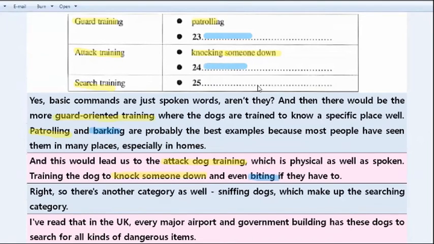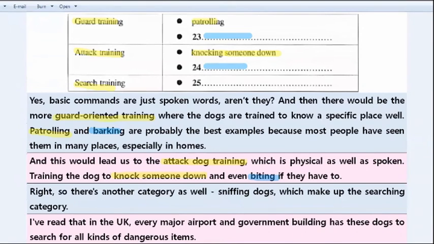Number 25, we want to listen for search training. So searching category. Okay, this might be a little confusing because we heard this word sniffing dogs, but right after that, which make up the searching category. And again, we're listening for an ing verb. This one's a little bit harder because we don't have that second keyword like we do in number 23 and 24. So I've read that in the UK, every major airport and government building has these dogs to search for all kinds of dangerous items. So our answer here is going to be very simply search.